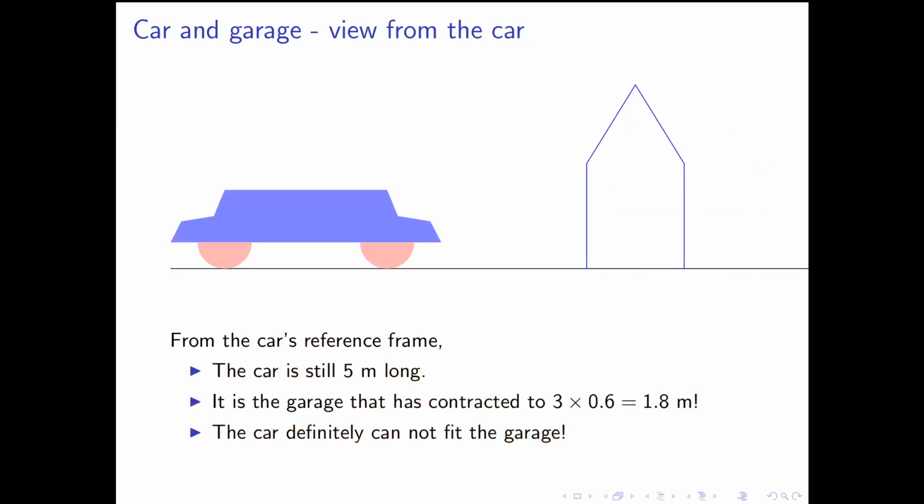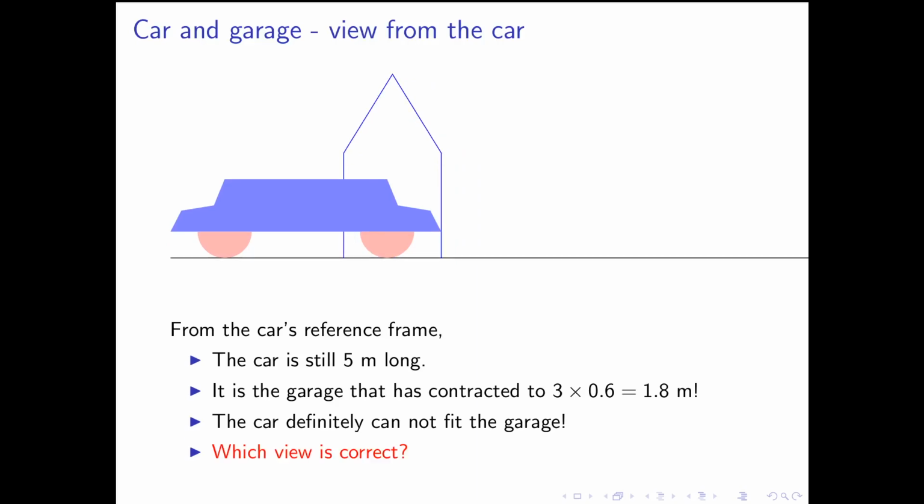because now it is the garage which is actually shorter, and so even after my car's front end hits the back wall, my car's back end would stick out quite a long way. In fact, it would stick out exactly 3.2 meters. So this is where the paradox is.